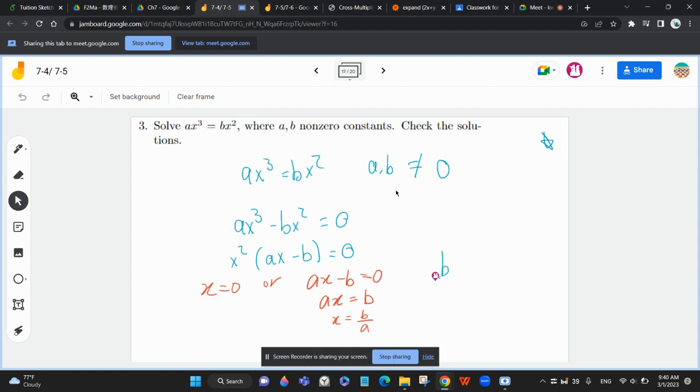Okay, so that's what I mean by treating A and B as numbers. So if A and B are, let's say, 1 and 2, what you do is also move the B to the right side and then you divide both sides by A. Yeah, so because A and B are non-zero, this means that we can divide both sides by A.